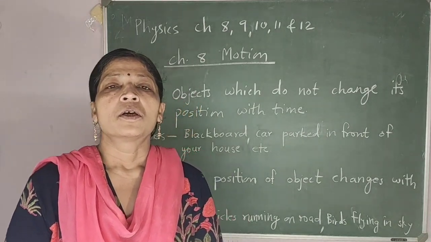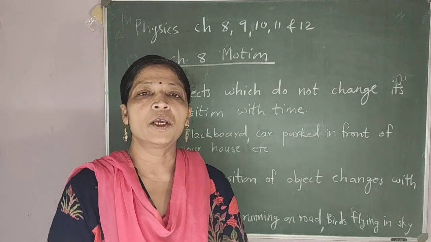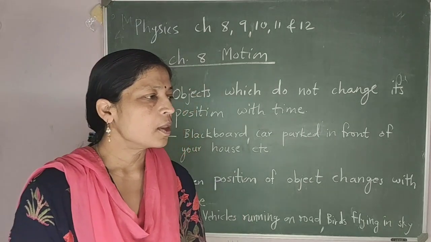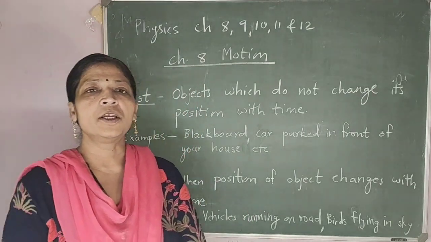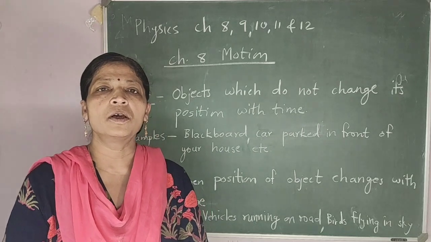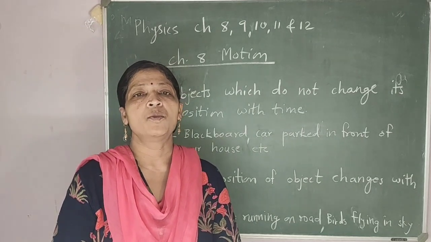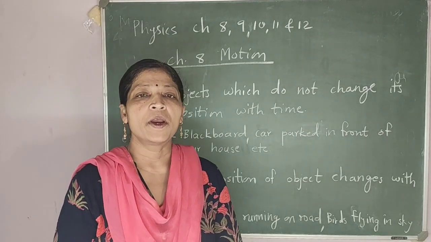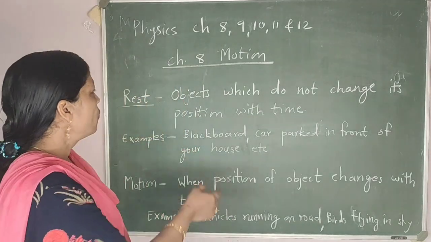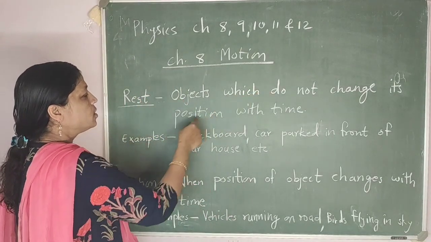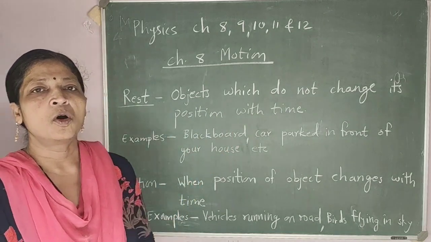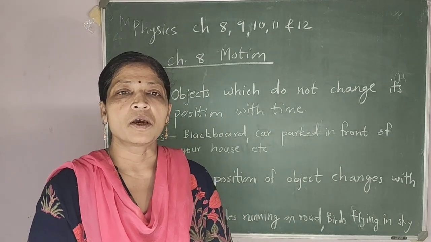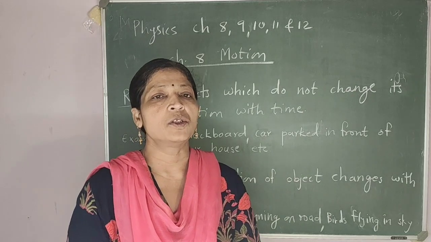Now students, pause the video, take the book and see the book. The chapter is motion. As you are sitting in a chair, that means you are in the rest position. Rest and motion are two states of motion. How to define rest? The objects which do not change their position with time are said to be at rest. You are sitting in a chair, that means you are at rest.